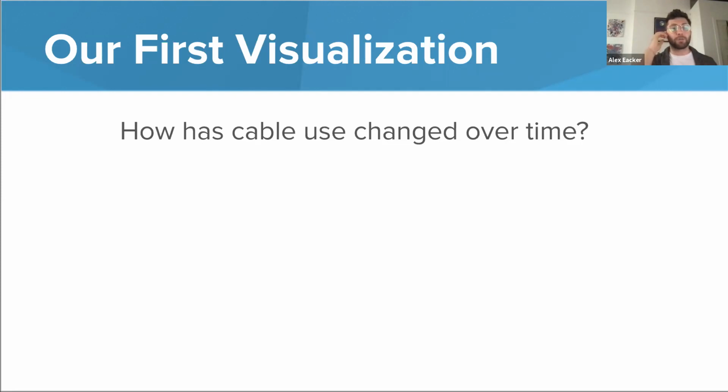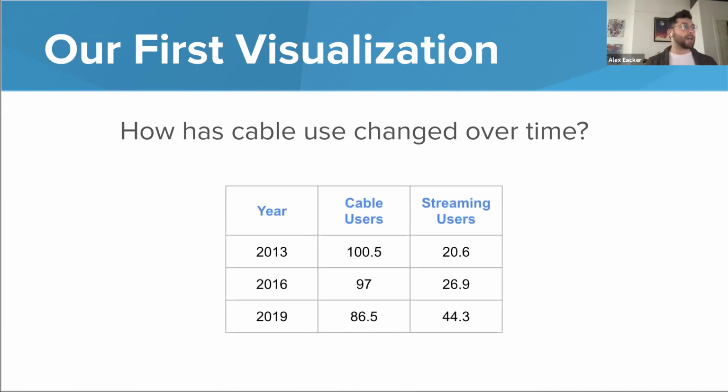Oftentimes when we create visualizations, we need to start with a question. And that question is guiding the way that our data tells a story. So in this first case, we're asking, how has cable use changed over time, specifically in the last 10 years? I've got some data here. It's simple data and it's not a lot, but it's basically saying, in the past 6-7 years, how have cable users changed, and how have streaming users changed? And streaming includes all of the big ones, Netflix, Hulu, HBO, all of those things. So how have these things changed?